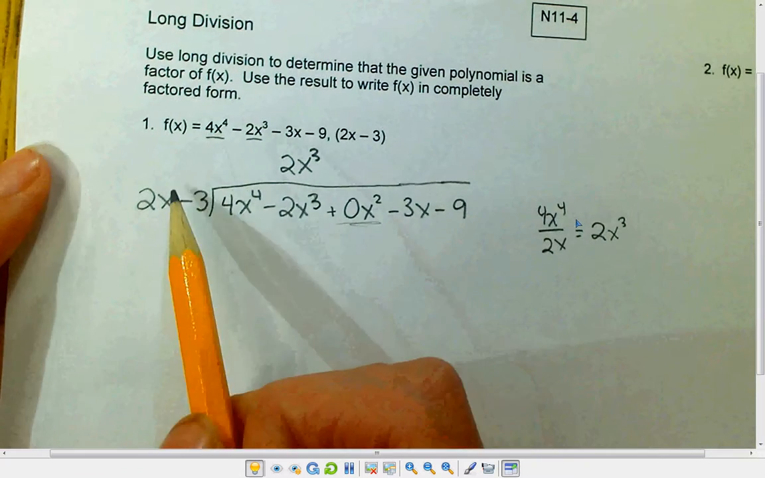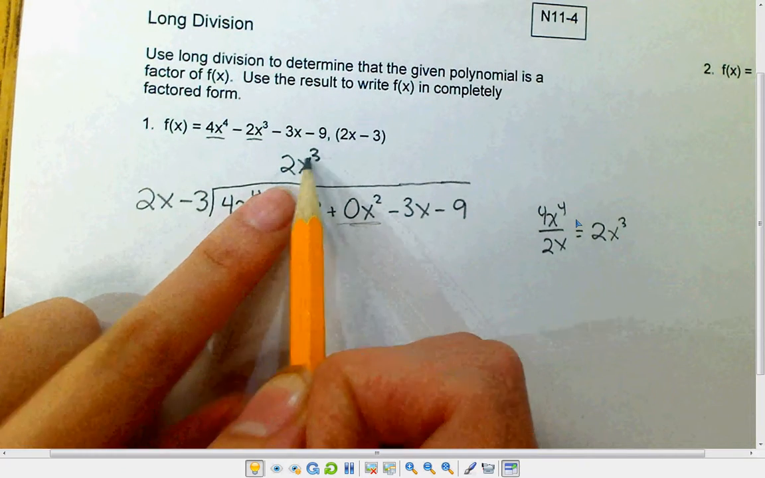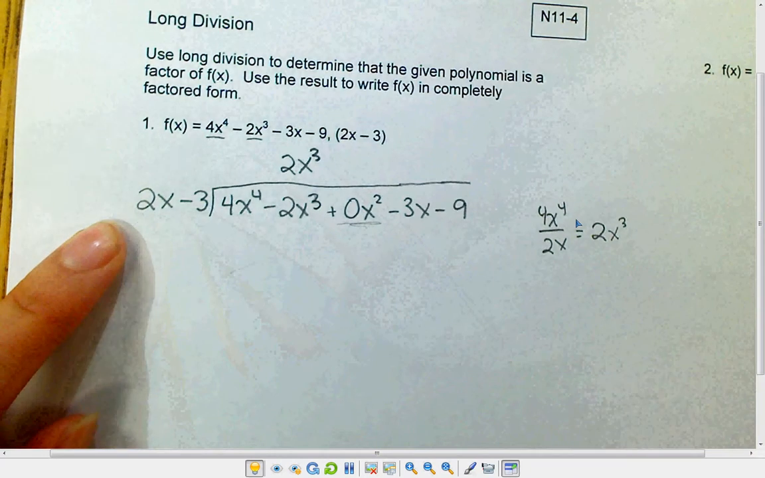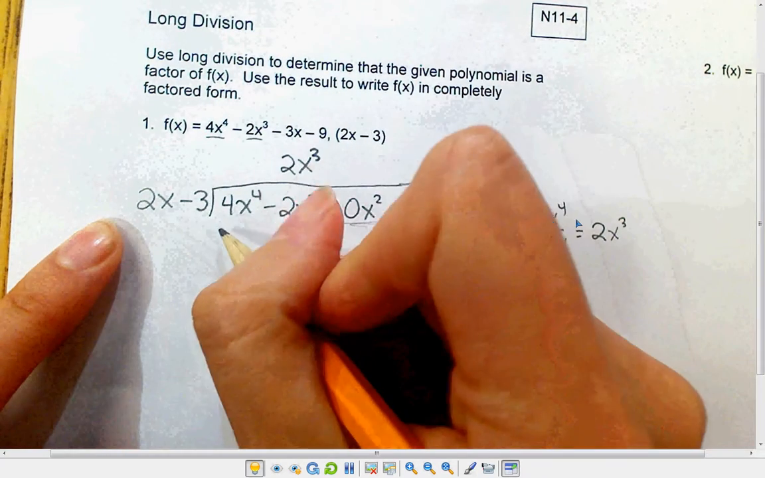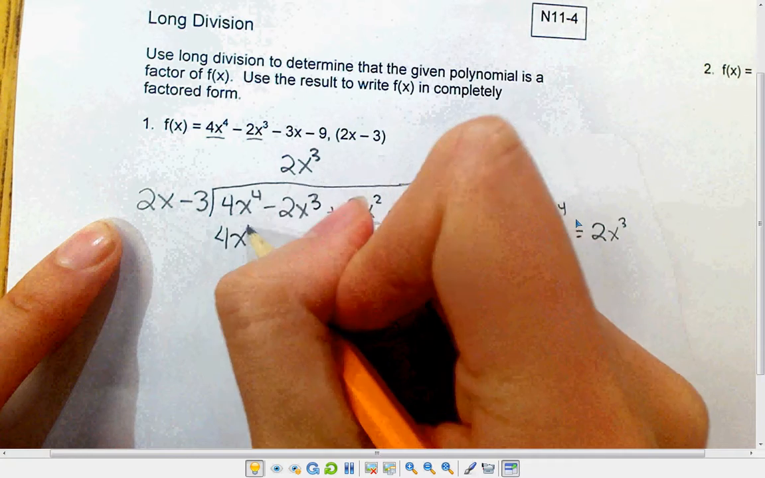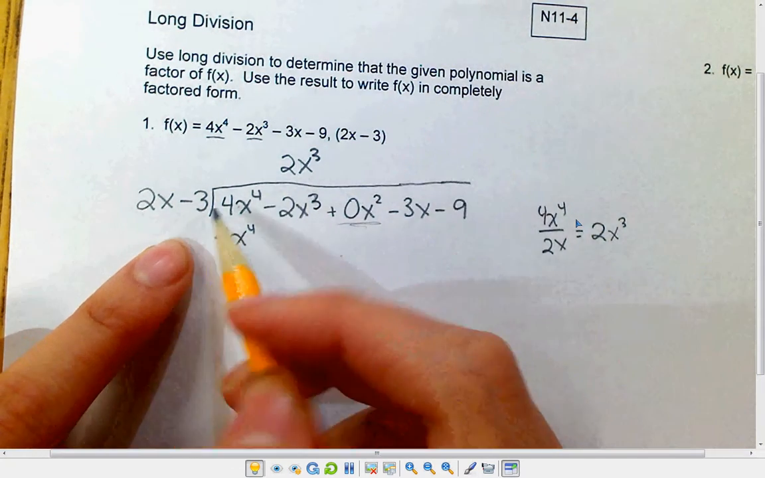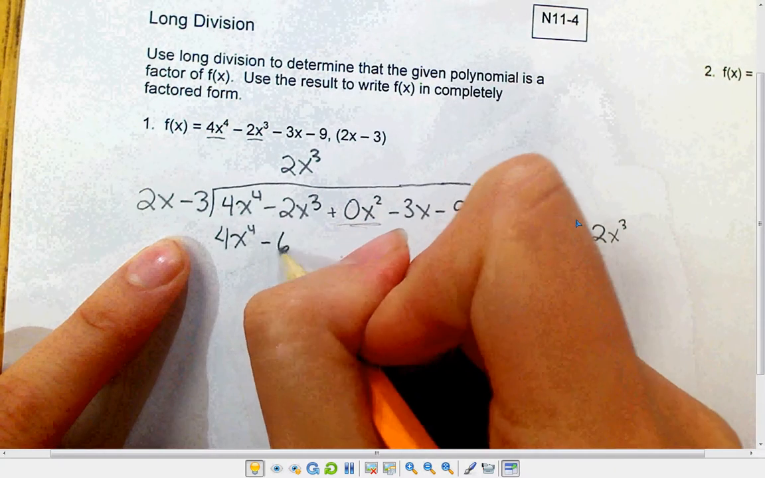Now just like in regular division, we're going to multiply this 2x to the third by the terms on the left hand side. So 2x to the third times 2x gives me 4x to the fourth. They should be the same. And then 2x to the third times negative 3 gives me negative 6x to the third.